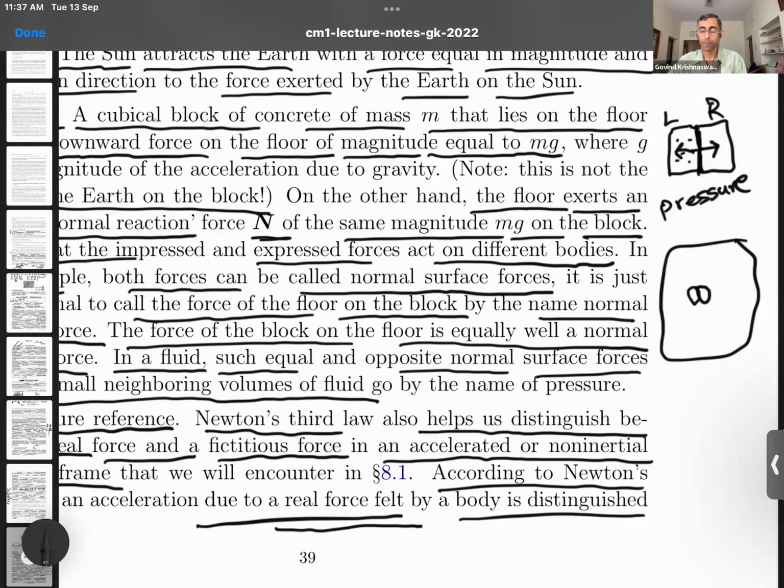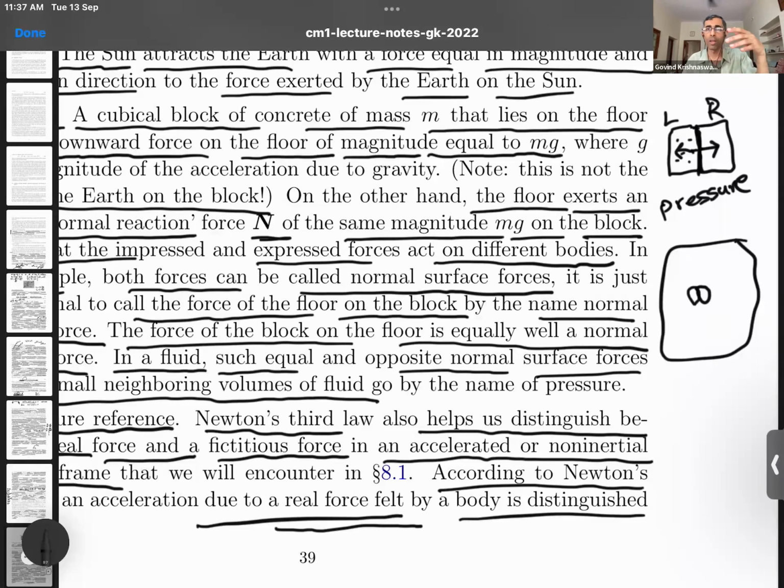Okay, so that's the idea. If you have a force that is not associated with a reaction force, then... Yeah, you mean fictitious forces can't have reaction forces. Correct. They do not arise through gravity or through these kind of interfacial things. They are not associated with any reaction force. So they can help us distinguish between real forces and fictitious forces.